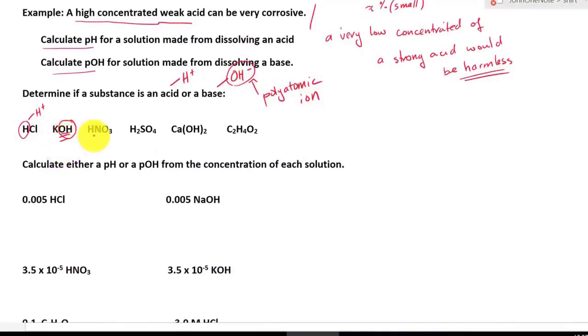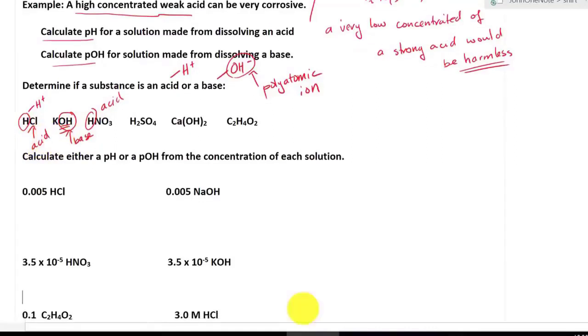Then we have HNO3. Do we have any OH-? No, we have the H+ right there. So this must be an acid. And KOH must be a base. Let's look at the next one, H2SO4. Do we see OH? Of course not, now we see that H. So this must be an acid right there.